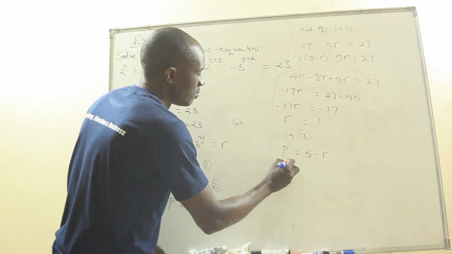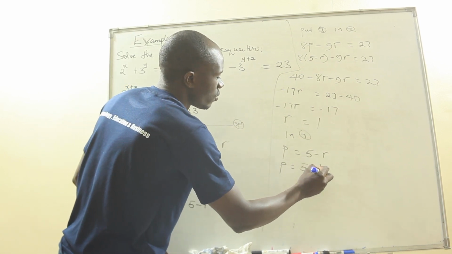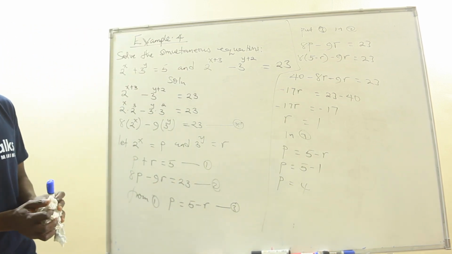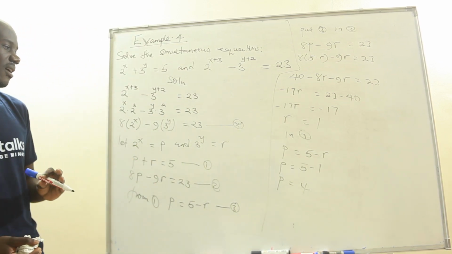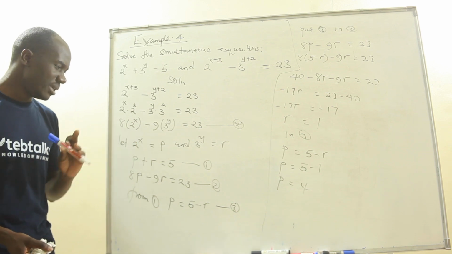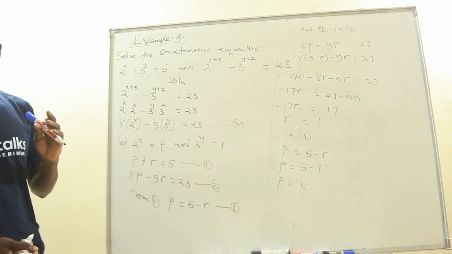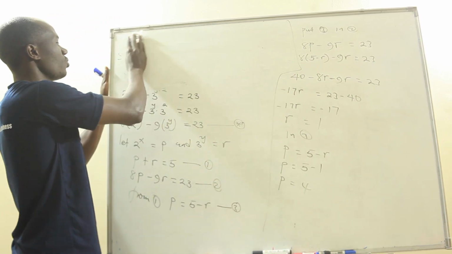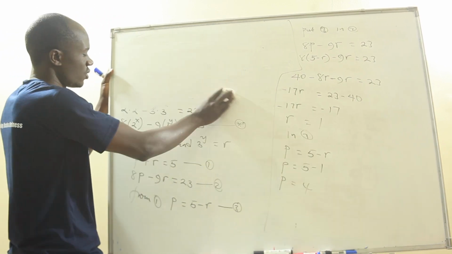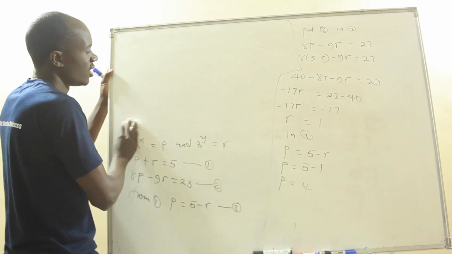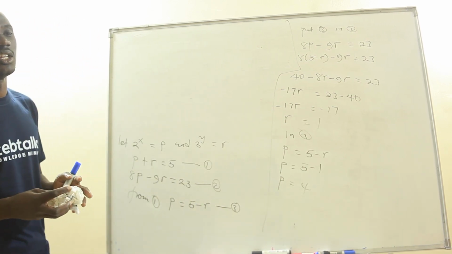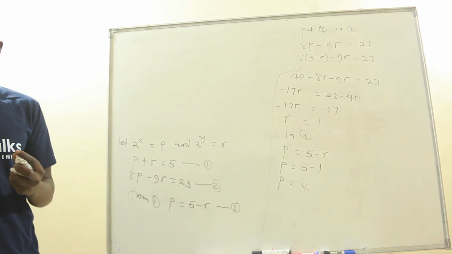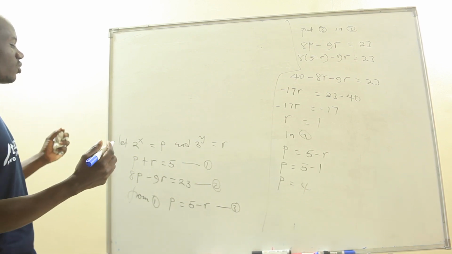We say p equals 5 minus 1. Our p equals 4. After getting those, we have already got the values of p and r. But we said our p was equal to 2 power x. So can we substitute in that? Because the question was saying solve the simultaneous equations, and those equations were given in terms of x and y. That means they want us to get the values of x and y.